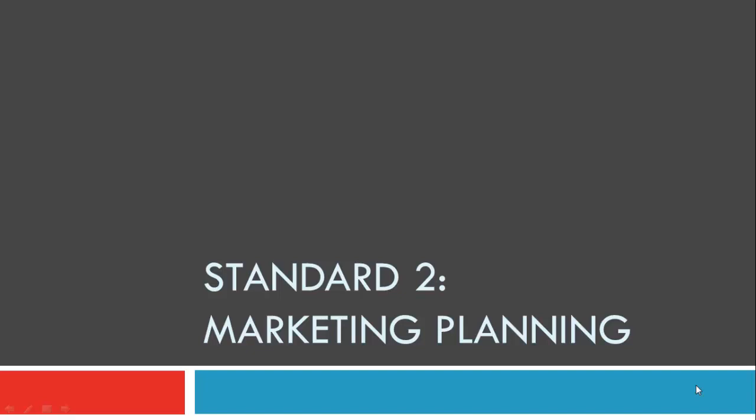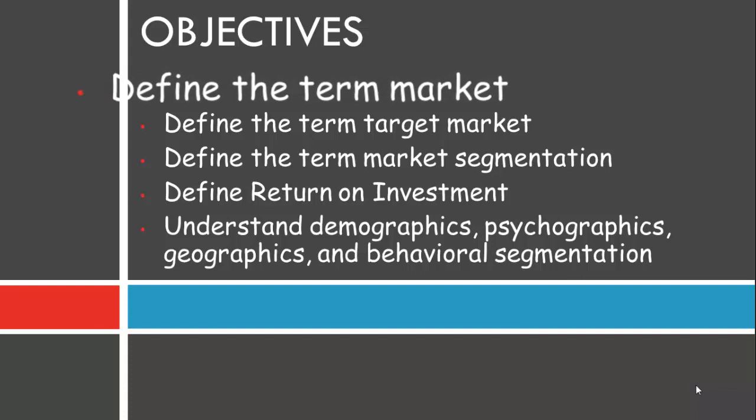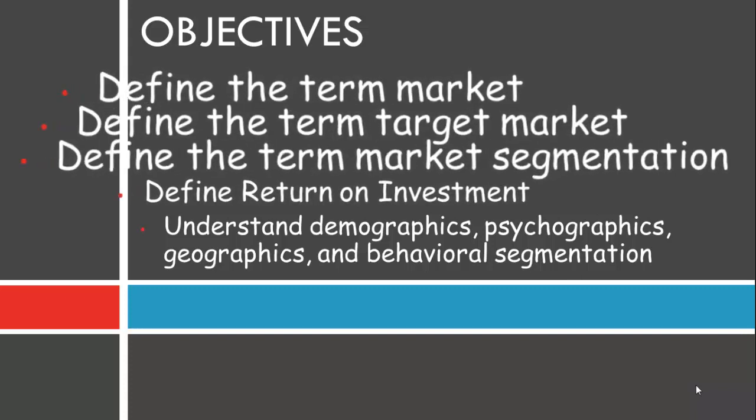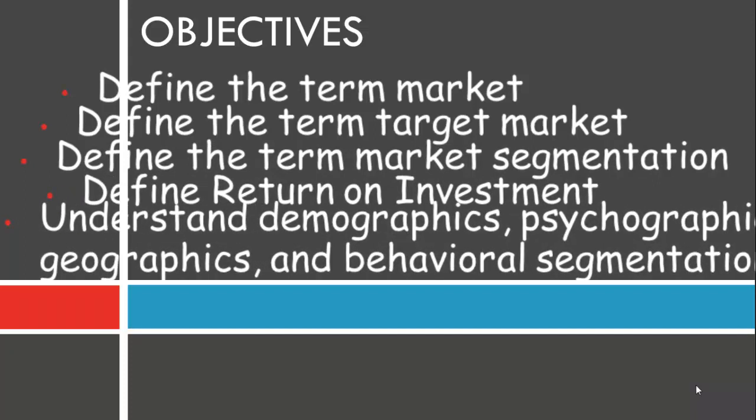This video is about Standard 2 marketing planning. The goals or objectives for the standard are to be able to define market, target market, market segmentation, return on investment, and understand demographics, psychographics, geographics, and behavioral segmentation.